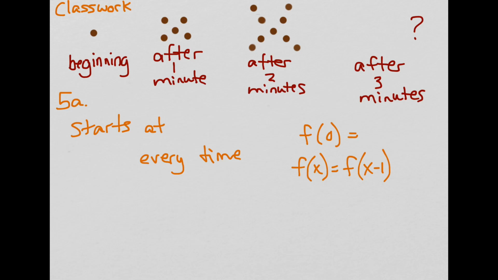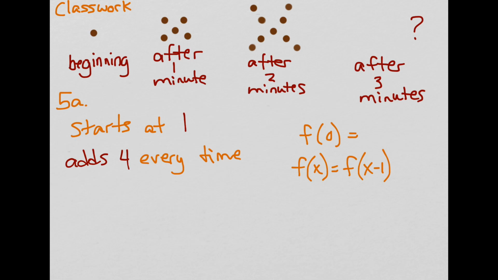Sorry. And after 3 minutes, you're supposed to figure out how many dots there are going to be. Well, what's going on with this pattern? It starts at 1. And what's it adding every time? It adds 4 every time.